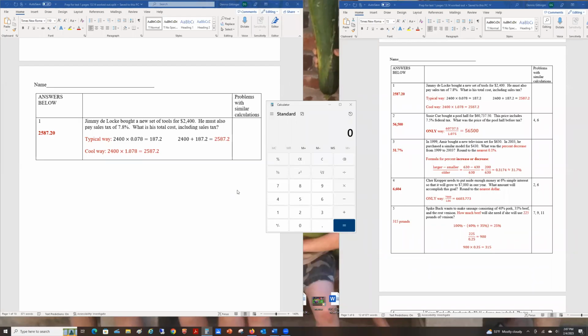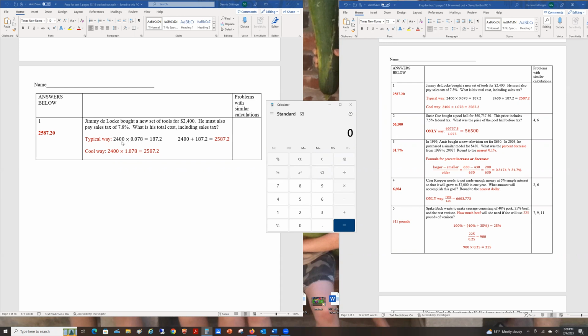Here's the first problem on page 13. I call this a typical way of doing a problem and the cool way of doing the problem. This guy bought something for $2,400. He's got to pay 7.8% sales tax in addition to that.